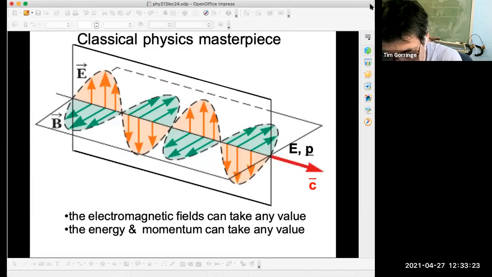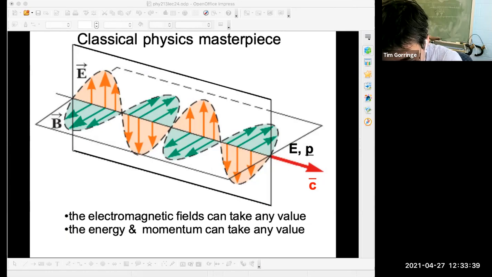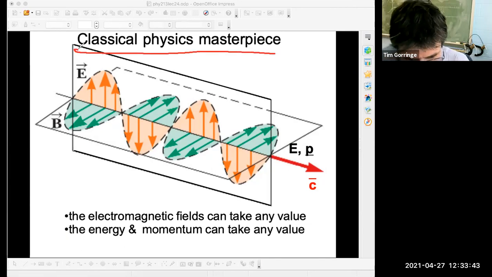Okay, so our starting point is the classical picture of light, or the classical picture of electromagnetic radiation. And that's depicted here. I think of it as a masterpiece of Maxwell's electromagnetism, in which he joined together electrical phenomena and magnetic phenomena into one big theory. It predicted these self-sustaining, self-propagating waves of electric and magnetic field. And that's what's in this sketch.